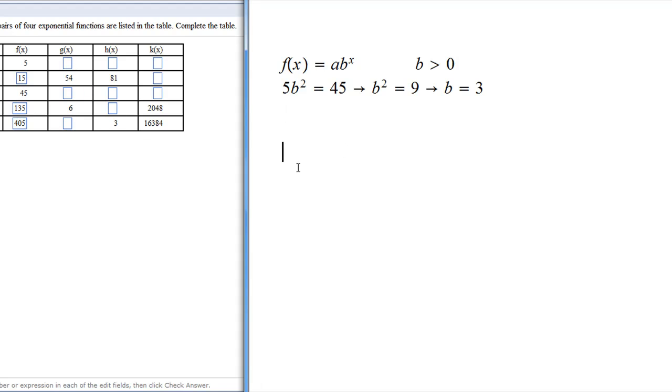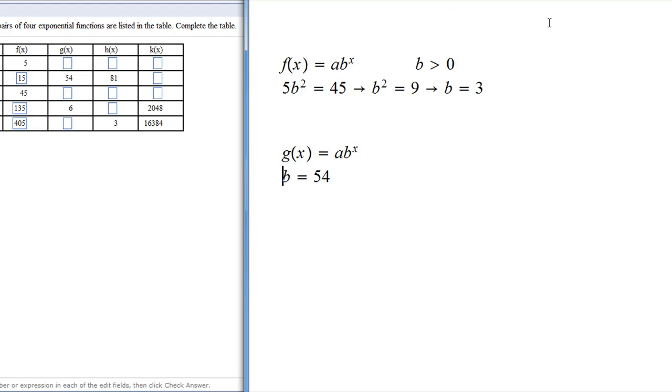Now consider this function g of x. Here let's say the base is b. So for x equals 1, the value is 54, and for x equals 3, the value is 6. Let me write g of x here for you first. So g of x is a times b to the power x. And now let's try finding this first because we have the whole number values here.